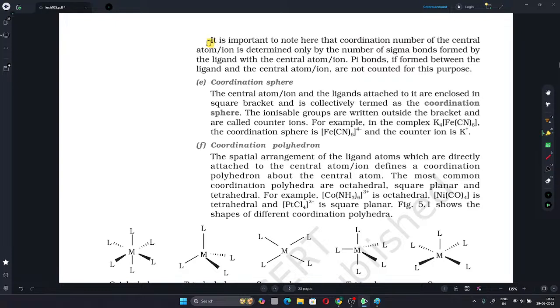It is important to note here that the coordination number of the central atom or ion is determined by only the number of sigma bonds formed by the ligand with the central atom. Pi bonds, if formed between the ligand and the central atom, are not counted for this purpose.